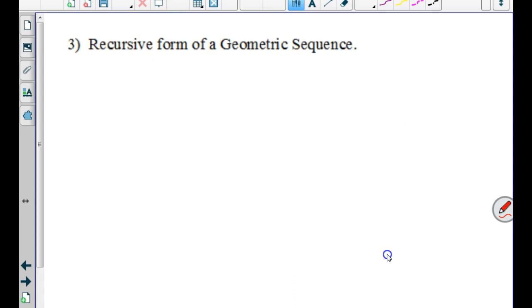All right, recursive is the same idea. You tell me the next term based on the previous term. So what are we going to do to the previous term always if it's geometric? If it's a geometric sequence, you are always doing what to get the next term? Multiplying. So you take the previous term, whatever that was, and you multiply. To get the next one, you take the one before it and multiply. If you were going backwards, you would divide.